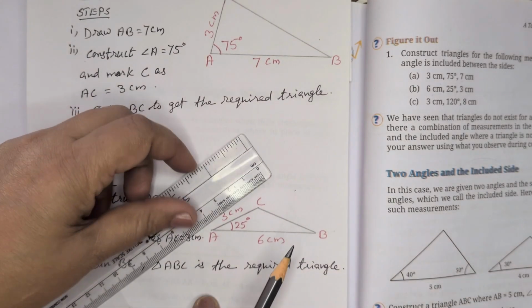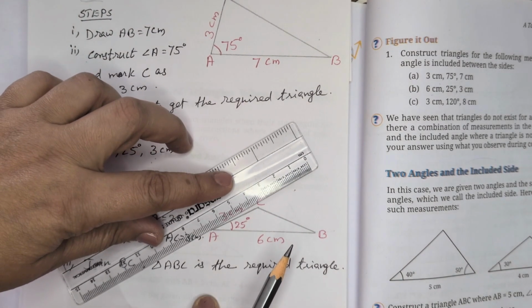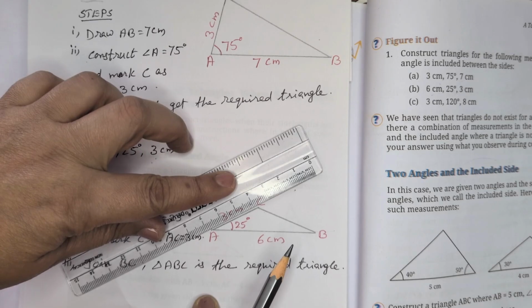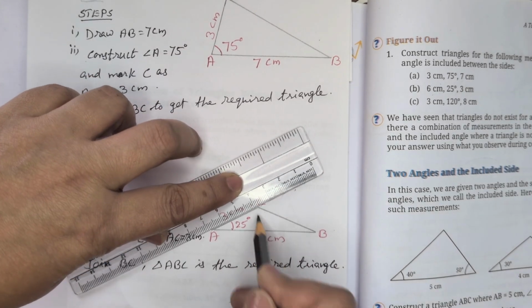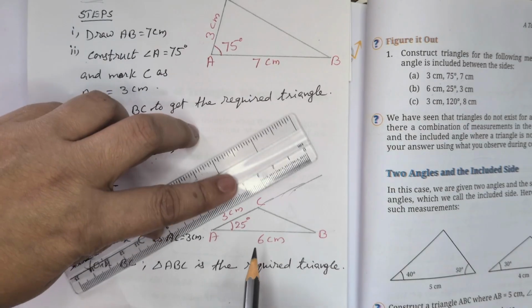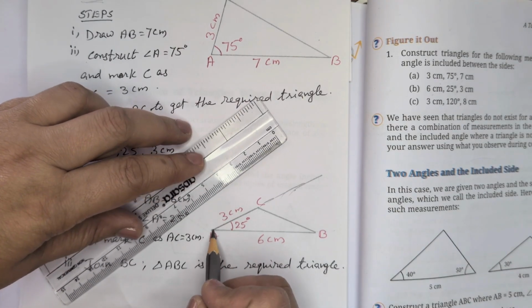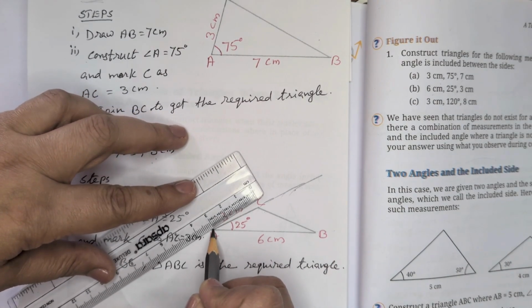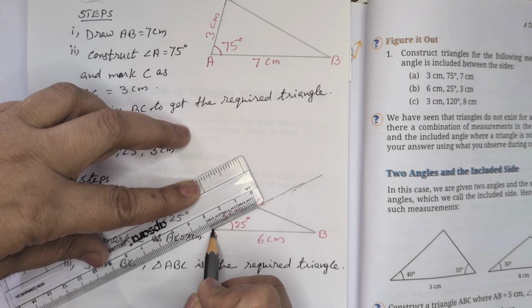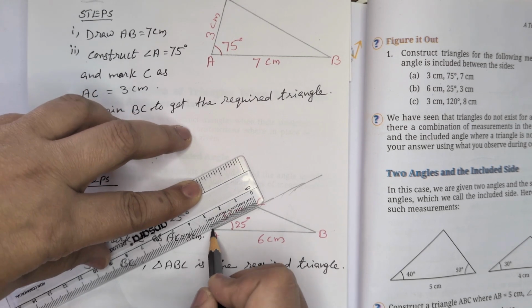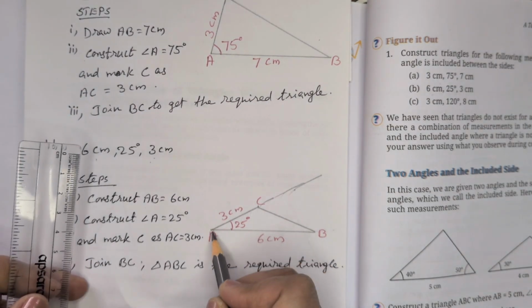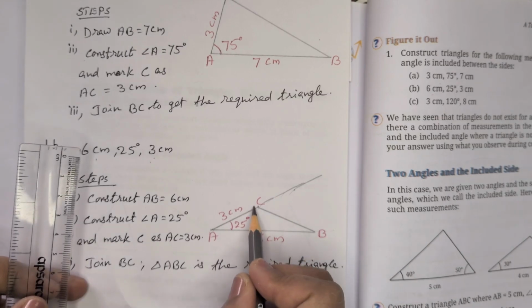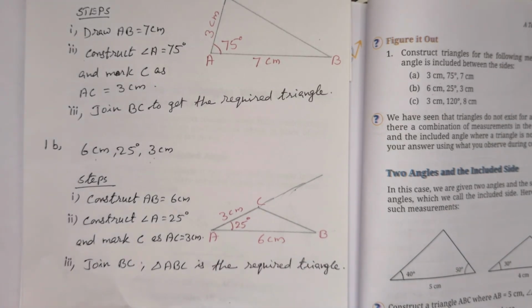So again by using the scale, we can draw that full if you want by a dotted line, the same way. And we need only 3 cm. So from here till here, 3 cm, mark that point as C. Then join AC and BC. This is the required triangle.